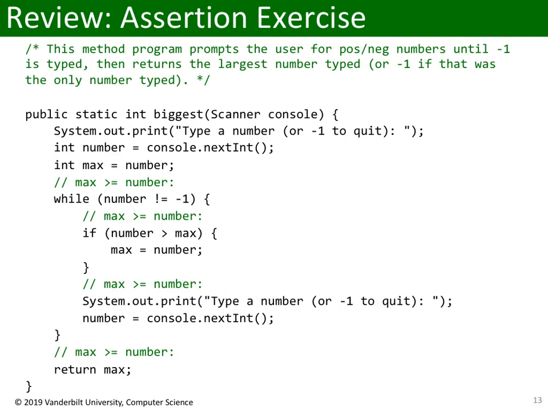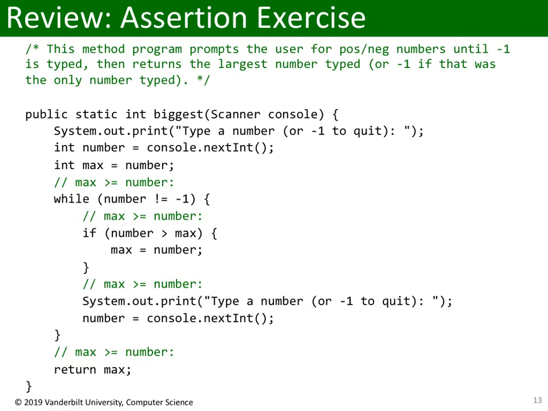So what we're wanting to do here is hopefully we can assert that max is greater than or equal to number in this location. The reason is because we want to return the maximum value typed in. So it should be the case that we can assert that yes, in fact, max is always greater than or equal to number when we return the maximum value. Otherwise, there's something wrong with our code.